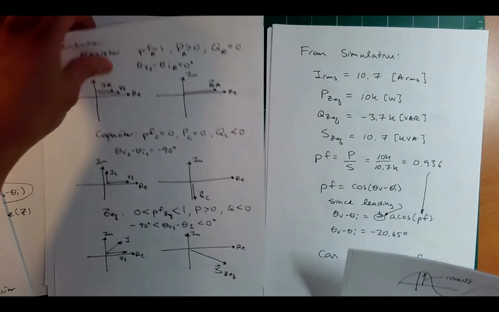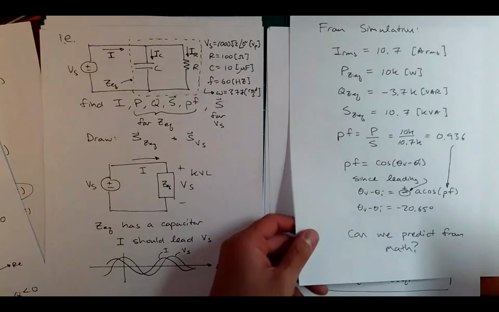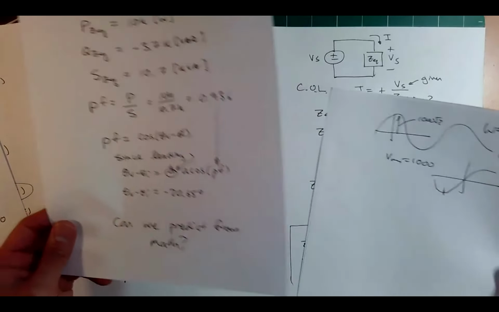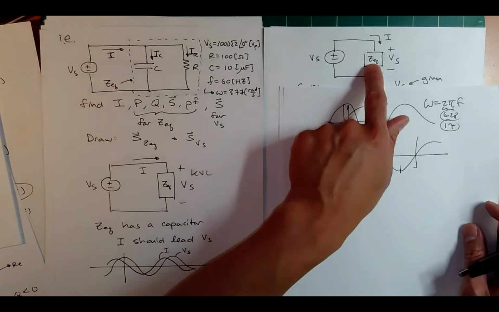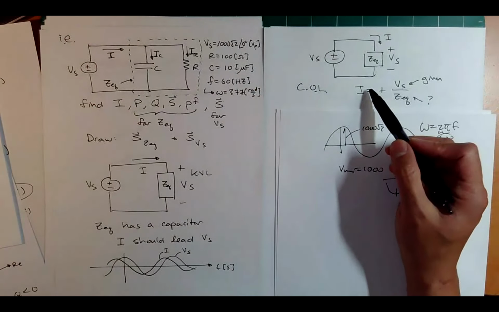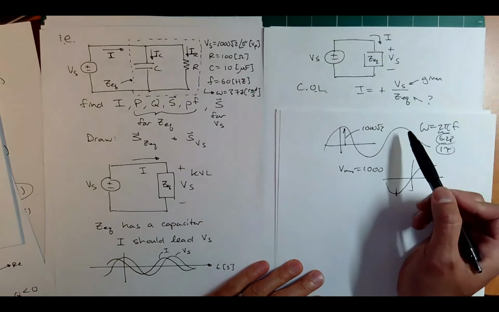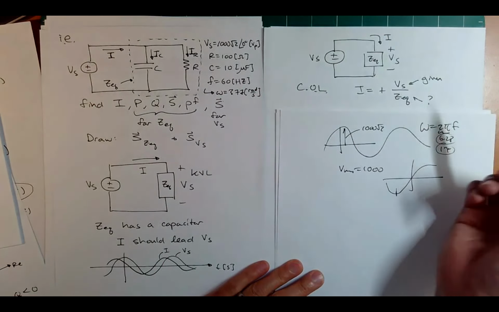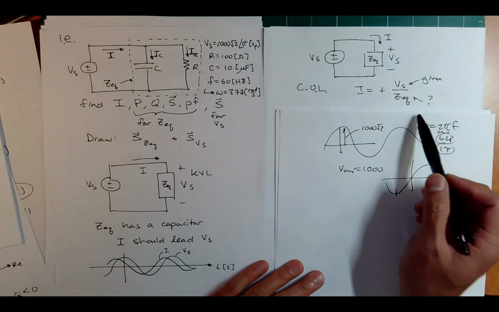Okay, let's do a little deep dive into the math and see if we get these same results that we saw in the simulation. So we go back to our system, right? So we have VS, the equivalent, I, good. And we can apply complex Ohm's law. In this case, V equals IZ, positive, because I is going into the positive terminal, or I is V over Z. This was given, but we don't know what Z equivalent is. Could we find it? We sure could.